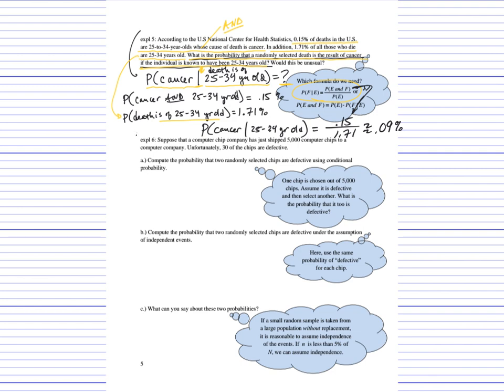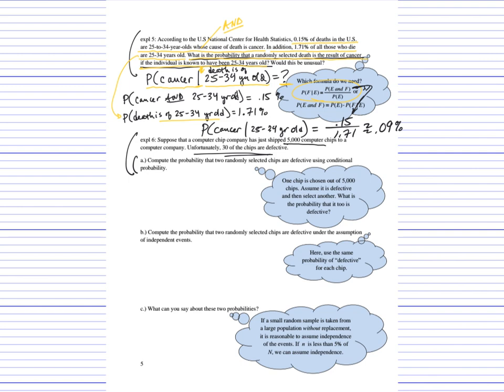Let's look at number 6. Suppose that a computer chip company has just shipped 5,000 computer chips to a computer company. Unfortunately, 30 of them are defective. Part A says compute the probability that 2 randomly selected chips are defective using conditional probability.